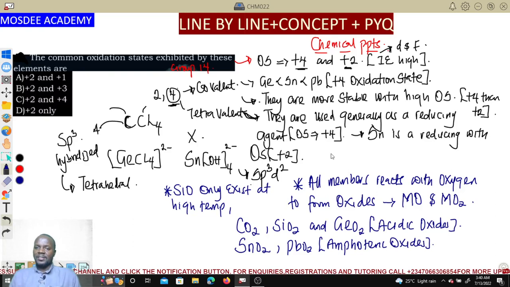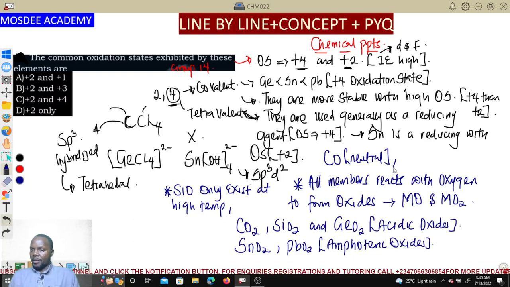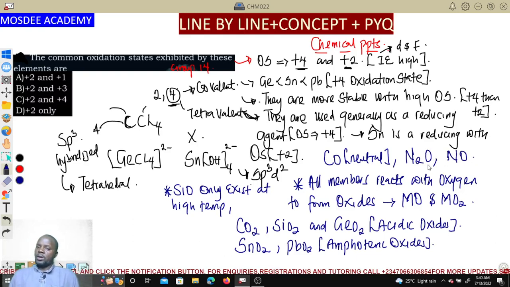And the monoxides, like carbon monoxide, are you there? Carbon monoxide is neutral. Talking about their member. In another group, other neutral oxides are dinitrogen monoxide, N2O, which we call laughing gas, and nitrogen oxide, NO. All these are neutral oxides. So what I'm trying to say is that the higher oxides, CO2, SiO2, carbon(IV) oxide, silicon oxide, and germanium oxide are acidic in nature. SnO2 and PbO2 are amphoteric in nature. You know the definition of amphoteric.